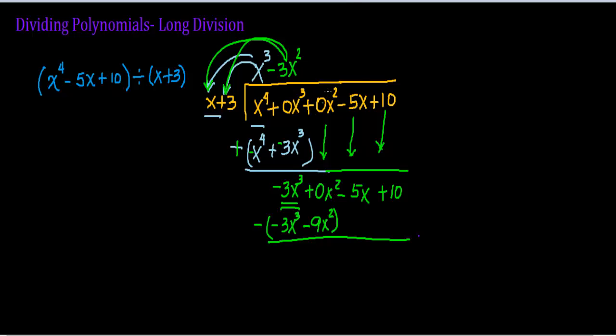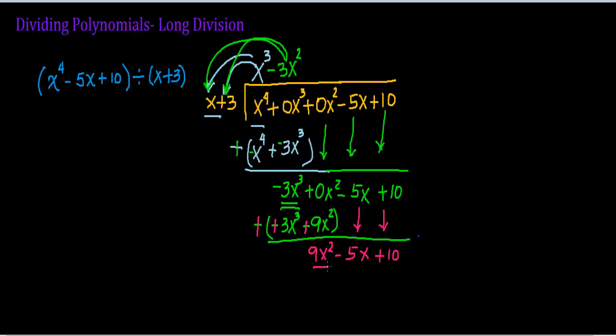When you subtract, remember, the signs will change. So this becomes plus, plus, plus. Negative 3x cubed plus 3x cubed makes 0. Notice that first term is always 0. And then 0x squared plus 9x squared gives you 9x squared. And bring everything down. Minus 5x plus 10.